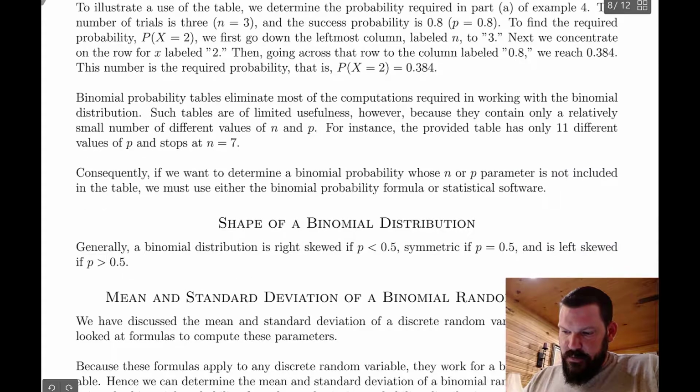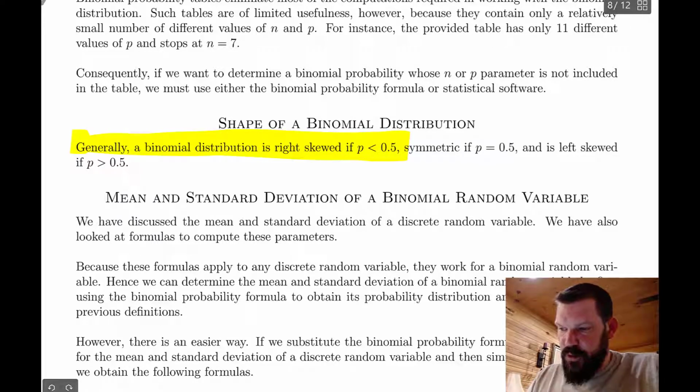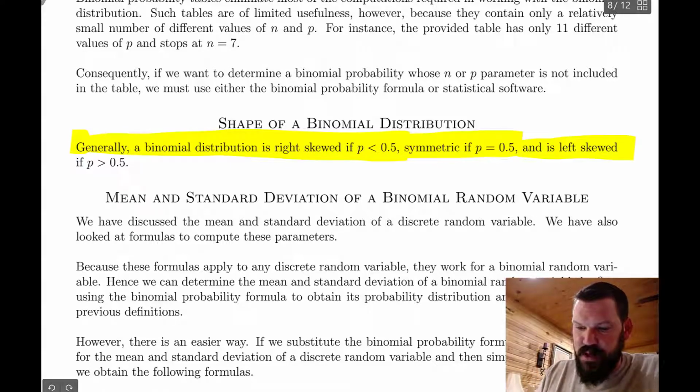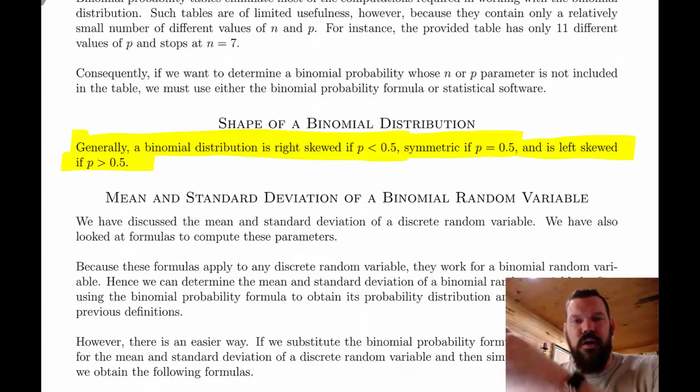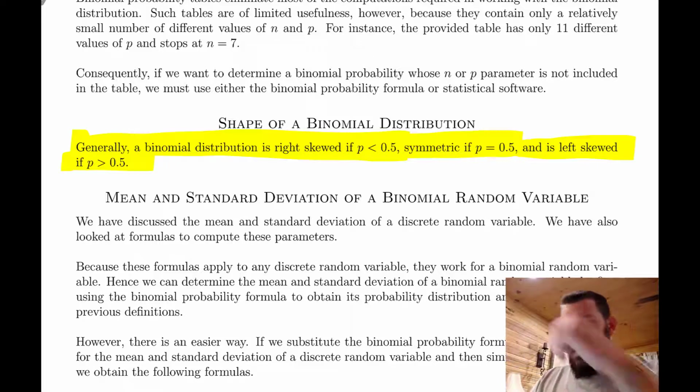The shape of a binomial distribution is generally right skewed when p is less than 0.5. It's symmetric if p is exactly 0.5, and it's left skewed if p is greater than 0.5. So in our problem, when we looked at the mortality rates, the probability of a person being alive at 20 and then also being alive at 65 was 0.8. So 0.8 is certainly greater than 0.5, which means that our data for the person being alive at 65 is going to be left skewed.